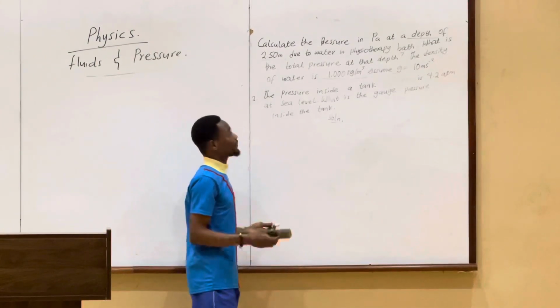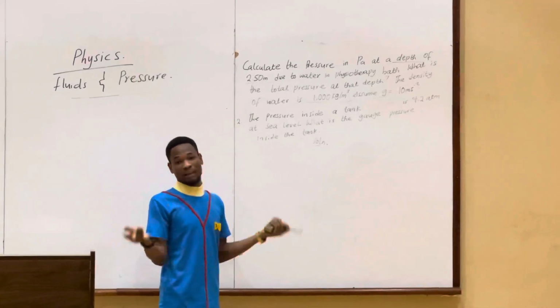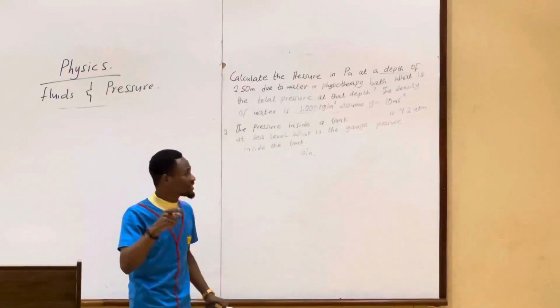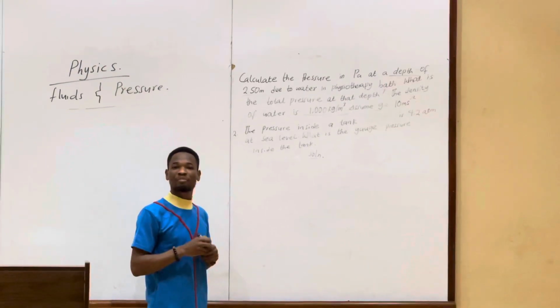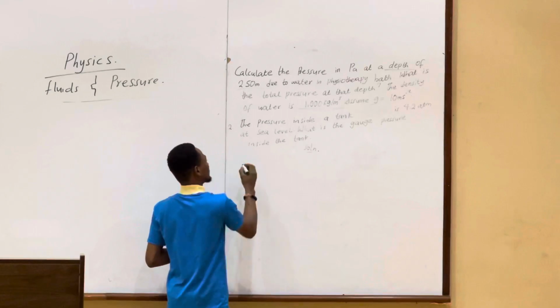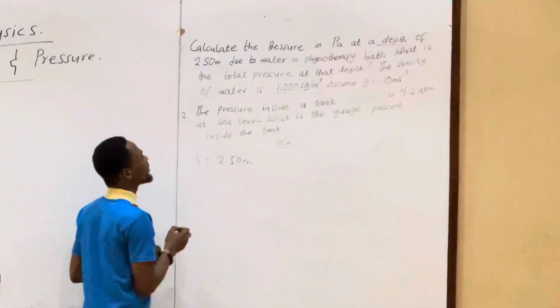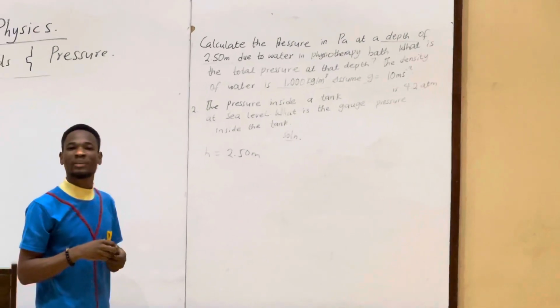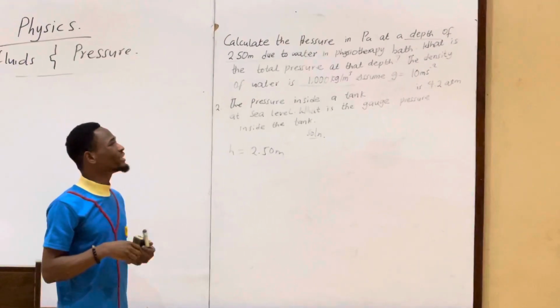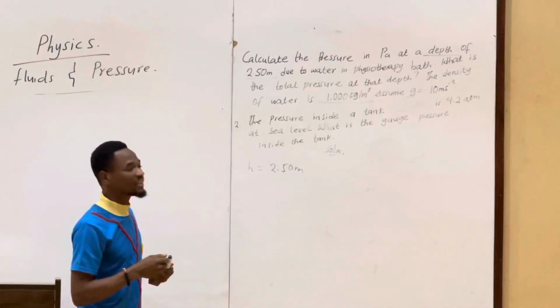Let's write down the data. Calculate the pressure in Pa, that's Pascal, at a depth of 2.5 meters. So simply, the meters tells you it's height. So H is equal to 2.5 meters due to water in a physiotherapy bath. What is the total pressure at that depth?